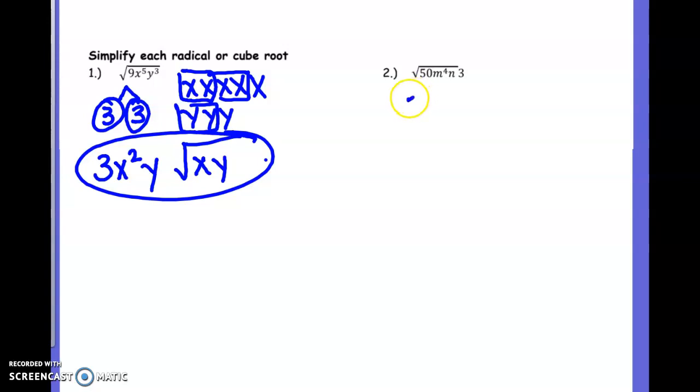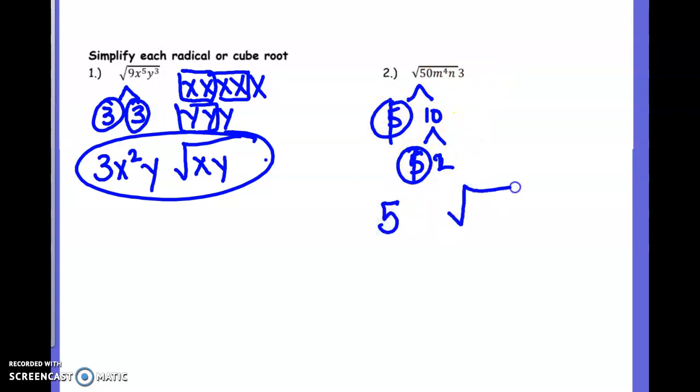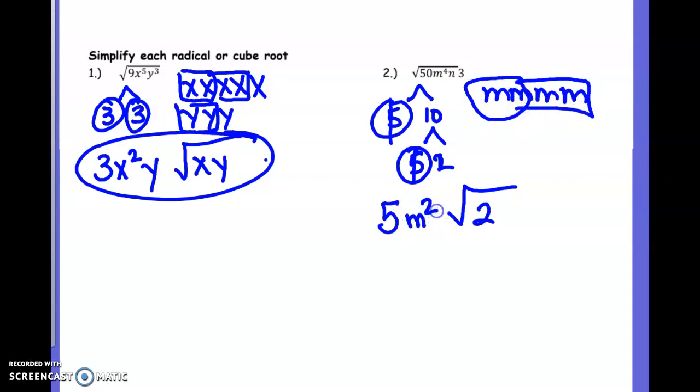Okay, for number 2, we look at the number. We've got 5 and 10. 10 would be 5 times 2. Okay, and we look at the number. So we've got a pair of 5s that gets pulled out. A 2 is left on the inside. Okay, and then for our variables, if we have 4 m's and we're looking for index of 2, it would be m squared. And then n cubed, we would have n and then 1 left over. So it would look like that.